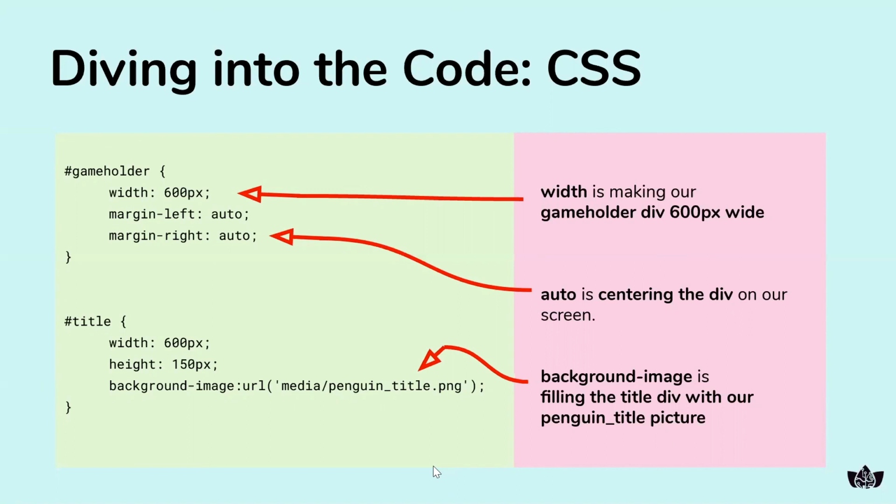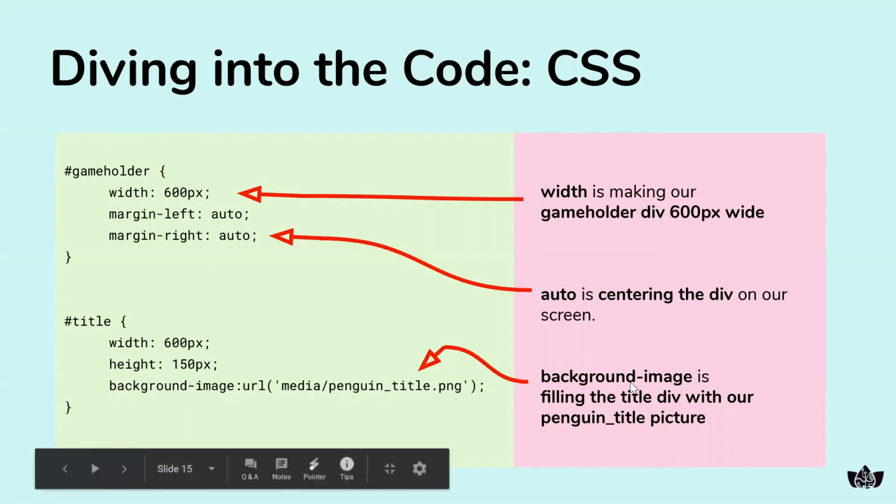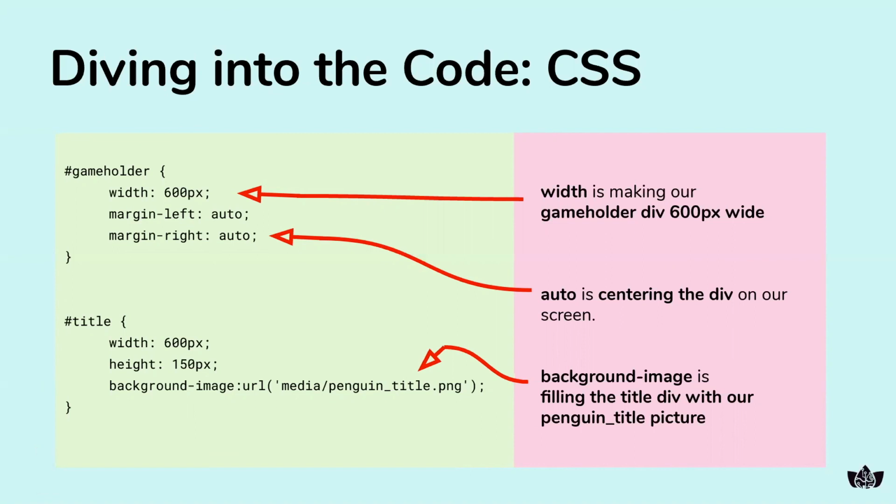The last thing I want to point out is auto. Auto automatically sets the margins of your element. It's good for centering elements on the screen, and for games, it's always good to center elements on the screen. Later in STEM League, you'll learn about Flexbox, which is a really cool way of centering elements on the screen, and in my opinion, a much better way of automatically laying out elements.